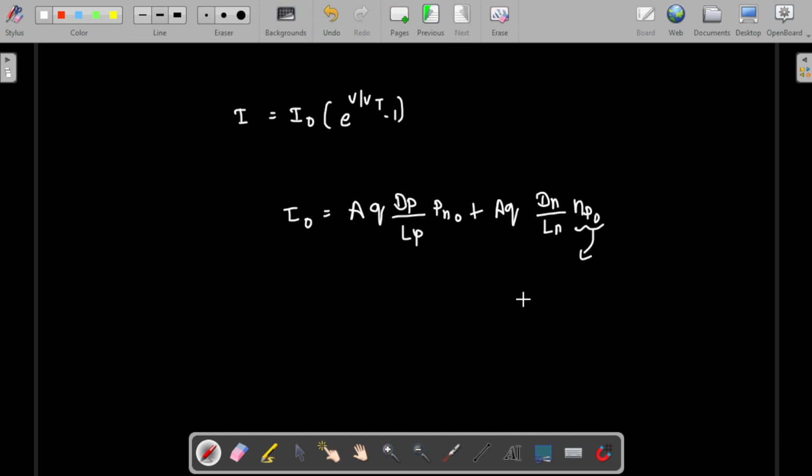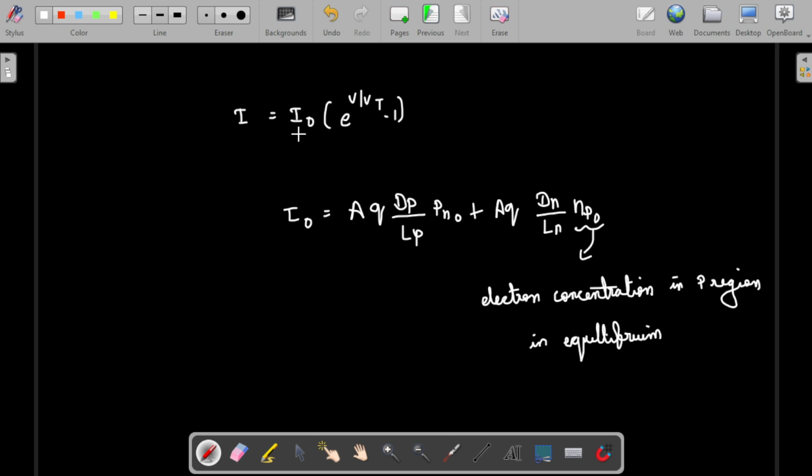What this will resemble is the electron concentration. I think you guys already know this. The electron concentration, I have already explained this also. Please go and watch my previous lectures. Electron concentration in P region in equilibrium. Okay. So in questions, in the majority of them the I naught constant will be given. It is based upon the area, charge carrier, and these things. So this is how the diode current equation can be derived. So I hope it is understood for you guys.